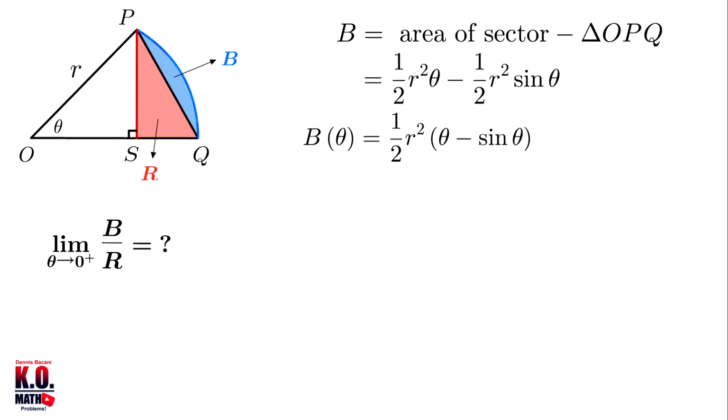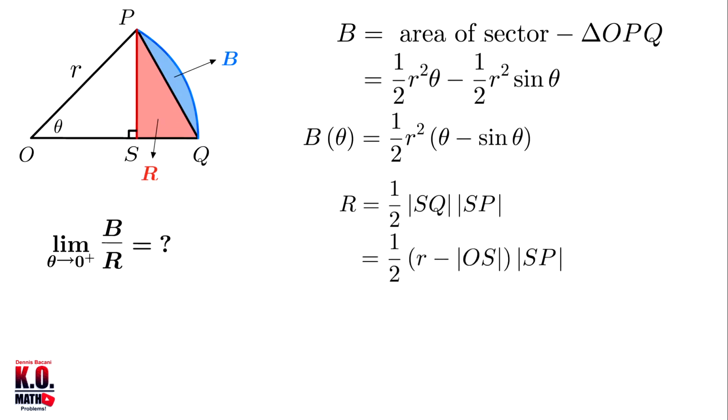Now let's find the area of the red region in terms of the angle theta. The area of this red region is equal to 1/2 times base, which is equal to SQ, times the altitude or height, which is equal to SP. And the length of SQ can be written as R minus OS, because the length of this is R, and then minus this OS here. So we'll get the length of SQ. Now, because this is a right triangle, we can find the value of the length of this side here and this opposite side using SOHCAHTOA.